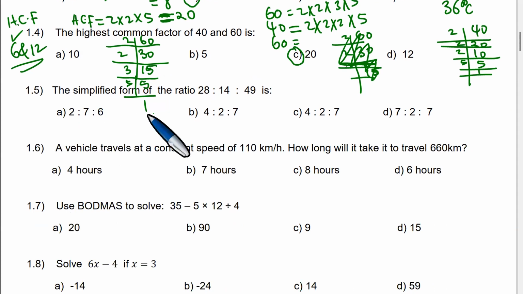1.5. The simplified form of the ratio 28 to 14 to 49 is what? Are you able to see 1.5? Yes, sir. Which one is the answer? Please let me know when you're done. Let's simplify 28. Okay.